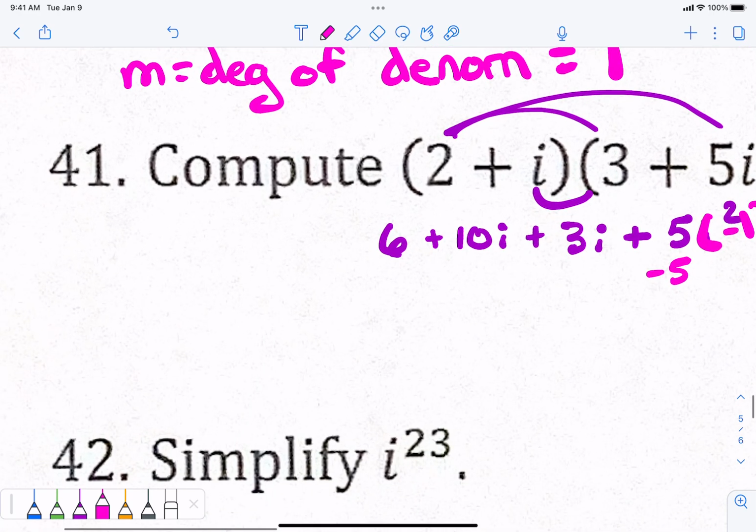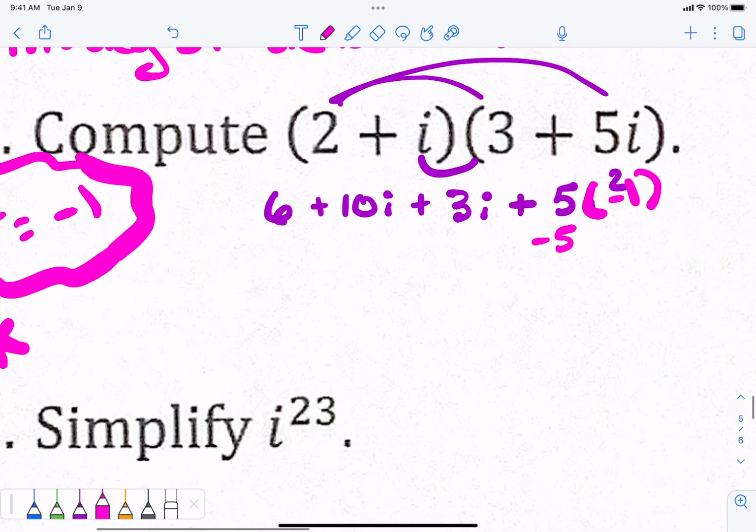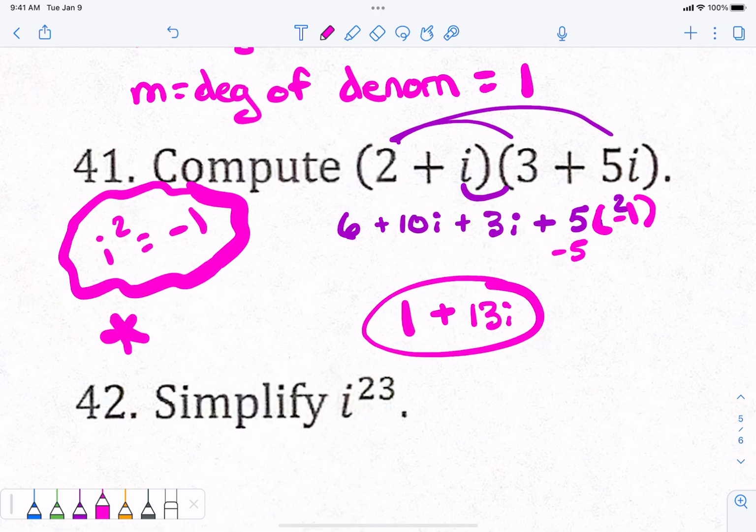So if you need to write that down, i squared equals negative 1. Put a little star by that because every time you FOIL with i's, you're going to end up having to change an i squared to a negative 1, right? Then we combine like terms. So 6 and negative 5 is 1 plus 13i. Is that what you got? Yeah. Perfect.